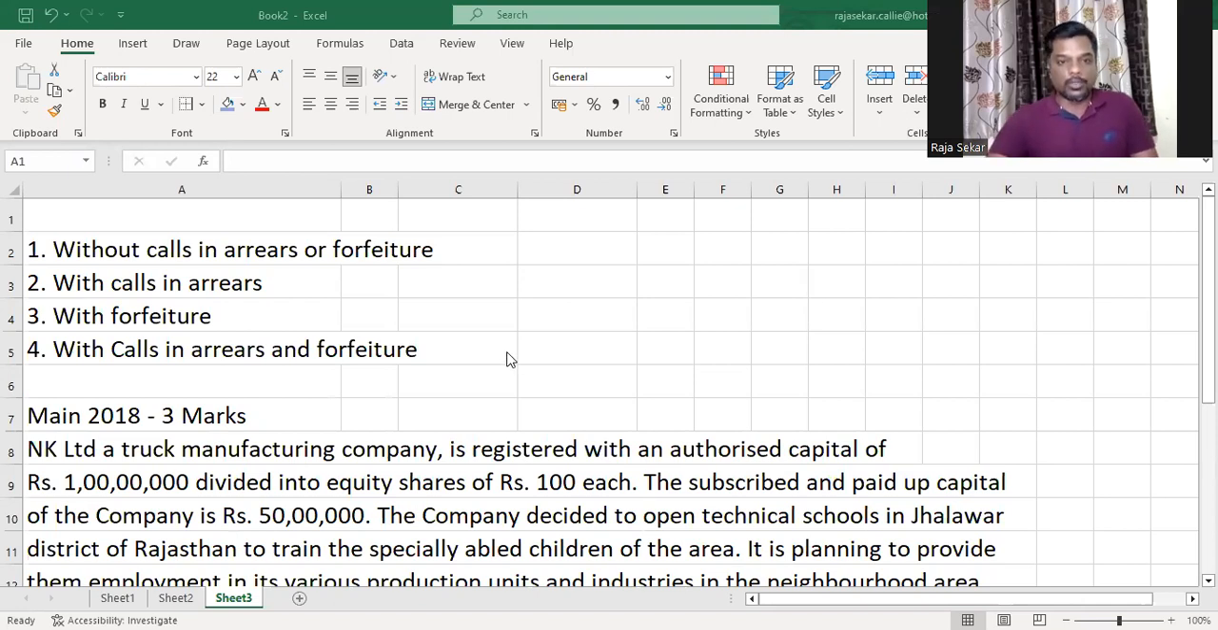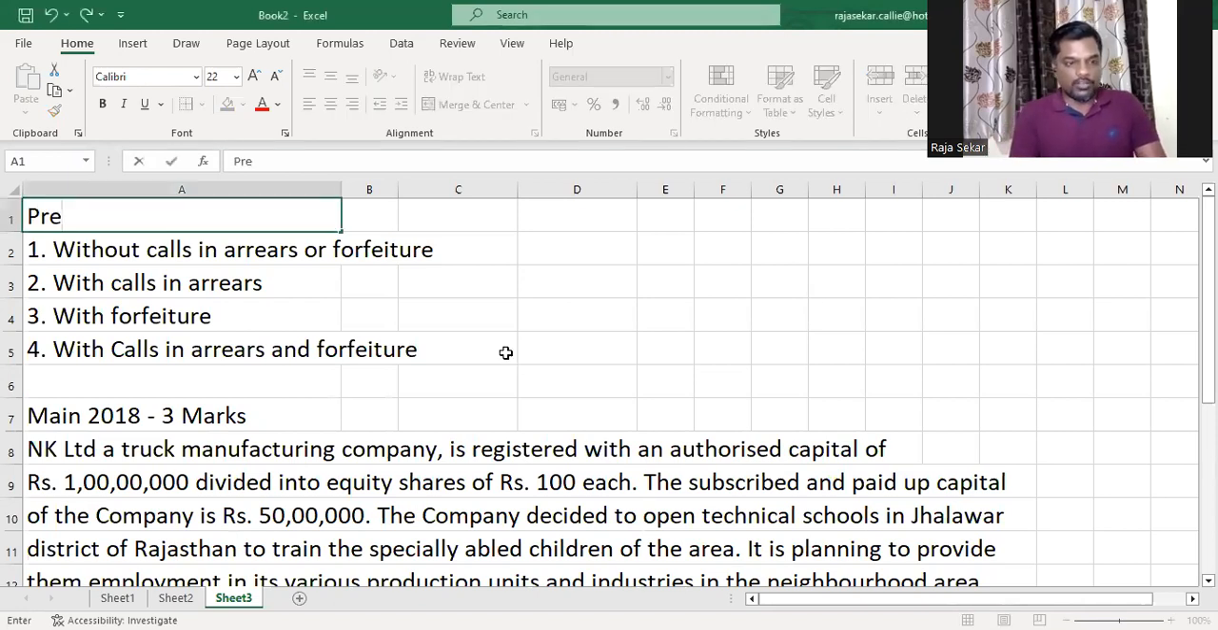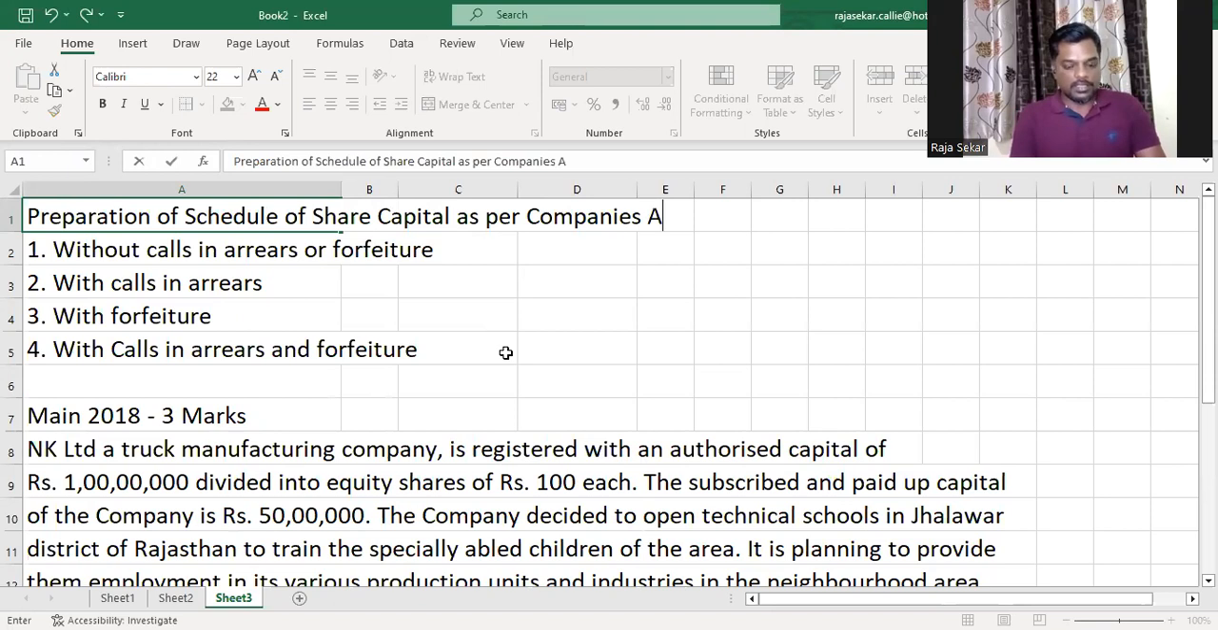So what we're going to be doing now is we're going to be solving previous year questions from the chapter Accounting for Share Capital under the topic Preparation of Schedule of Share Capital as per Companies Act 2013.